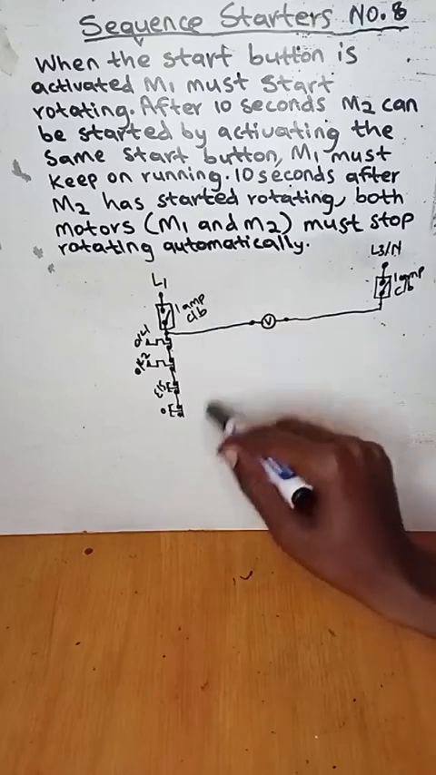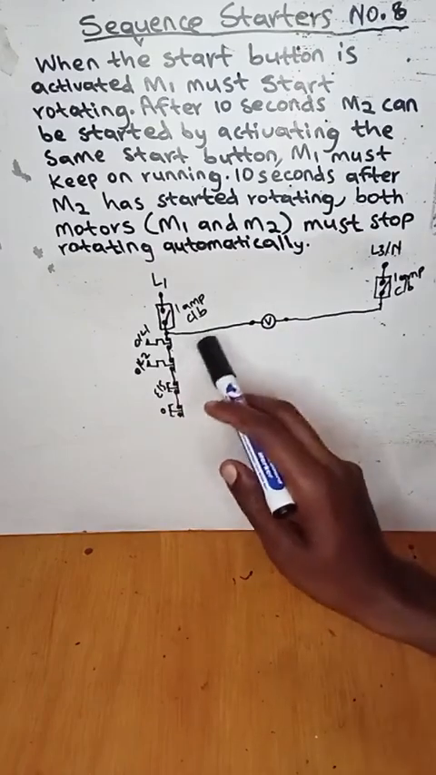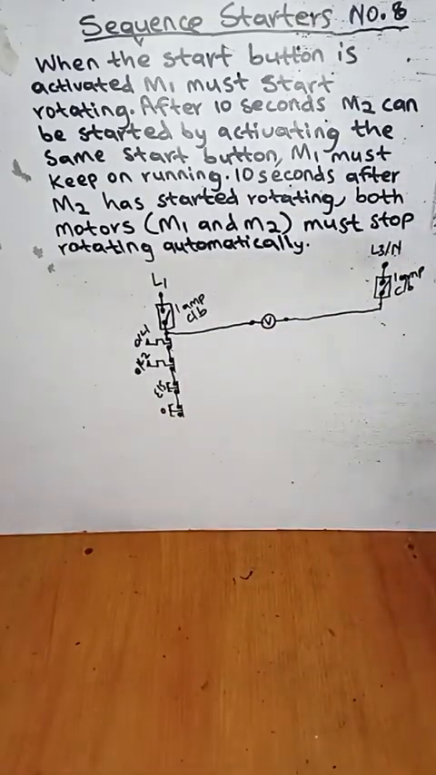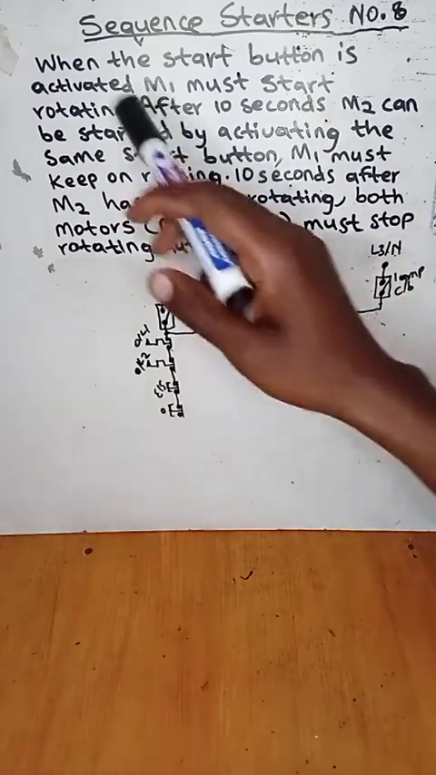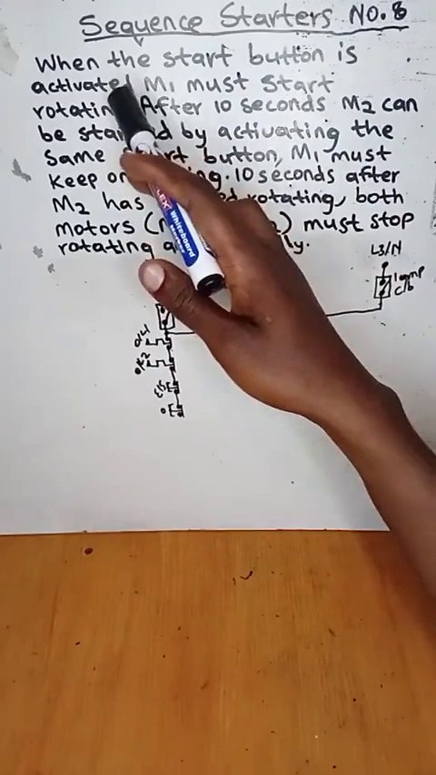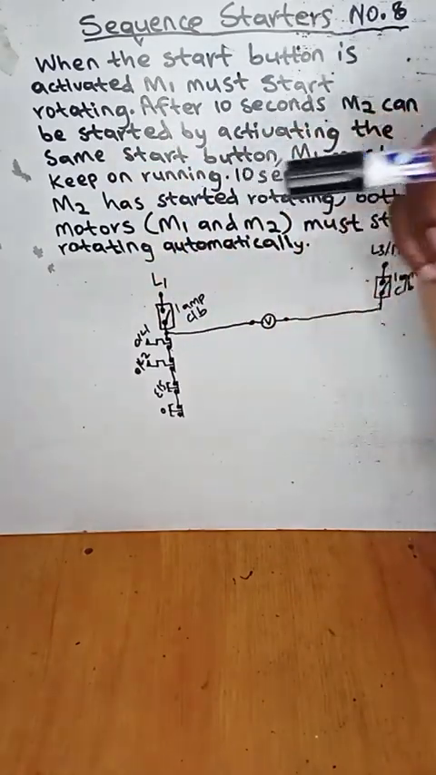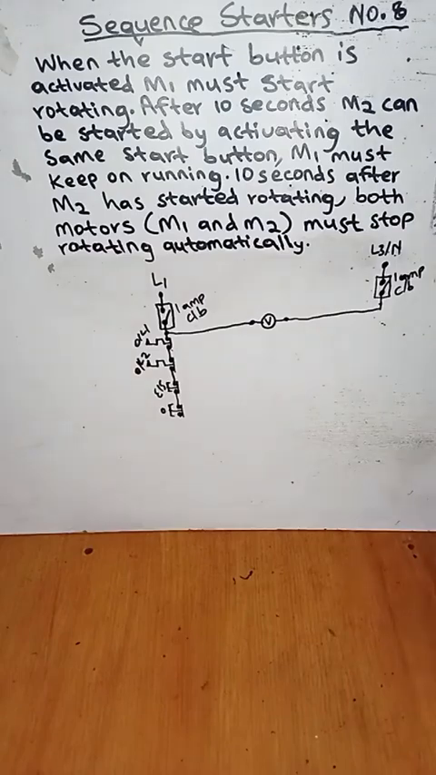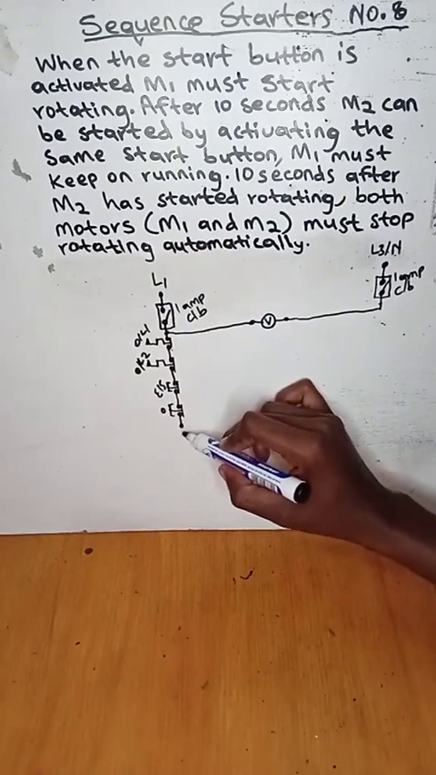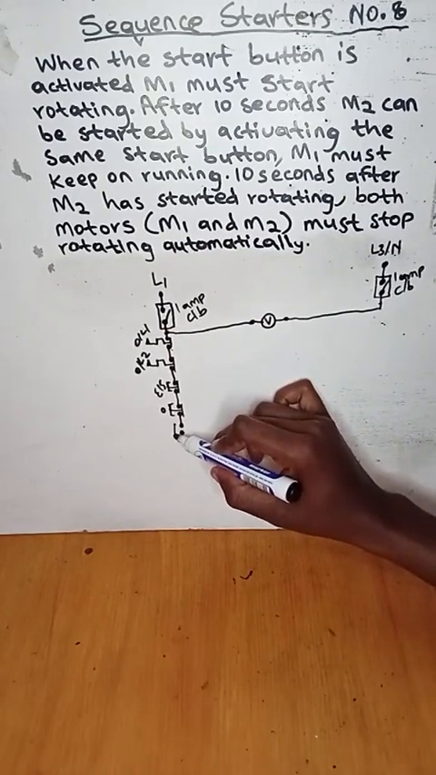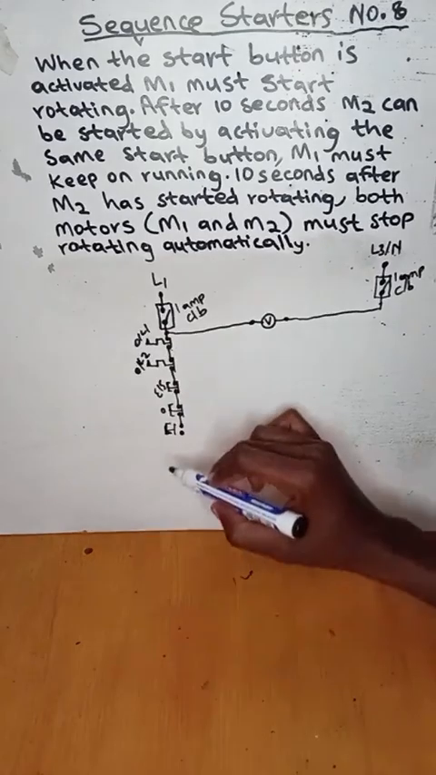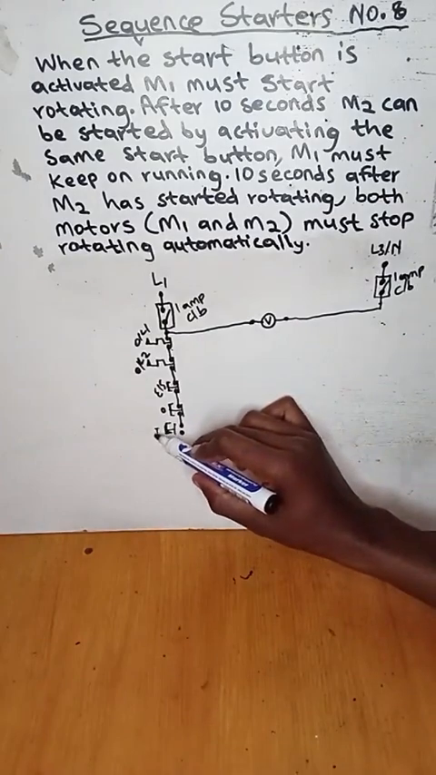We draw a compulsory sketch for all the sequence starters in the control circuit. So we'll start from the first statement when they say when the start button is activated, motor 1 must start rotating. So we will draw the start button. Right, this is our start button.